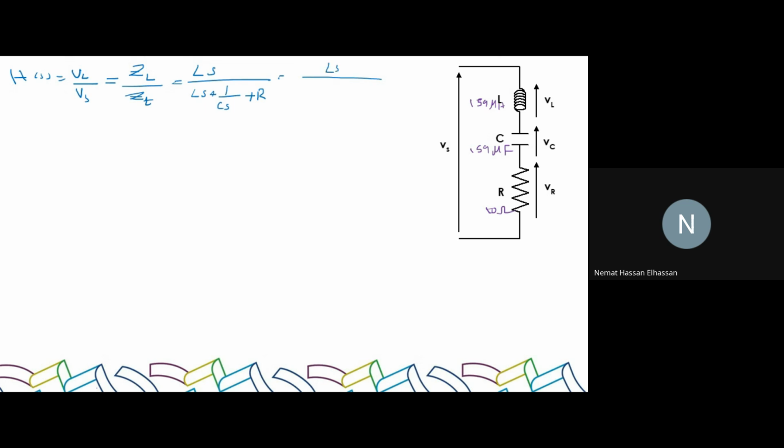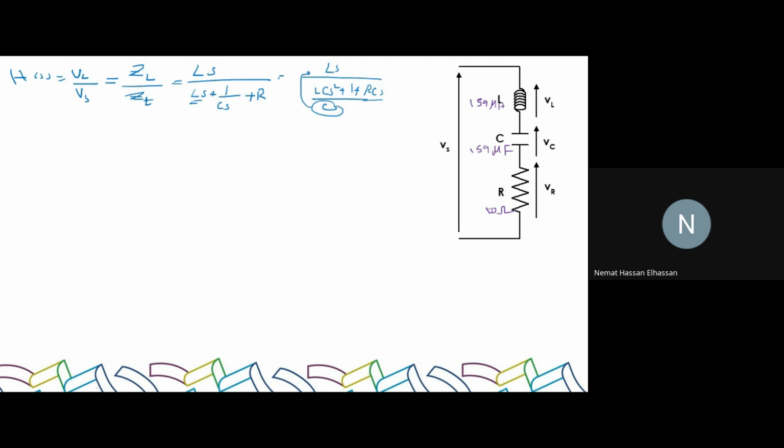Now we're going to simplify the denominator. We unify the denominators in the denominator. The new common denominator will be CS. LS becomes LCS squared. 1 is the 1, no change. R becomes RCS, right? And this CS can go here.